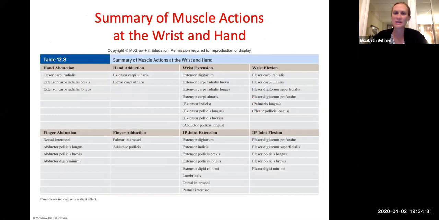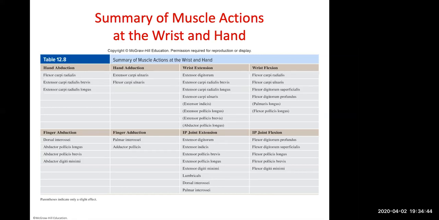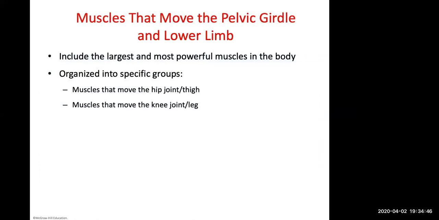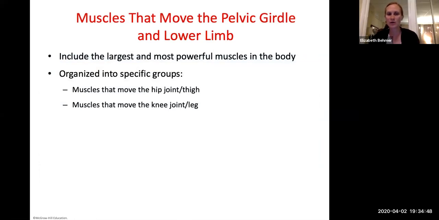So this is a good summary of the actions at the wrist and the hand. And the nice thing is again, if it's a flexor or extensor, it'll have its action name in the name of the muscle itself. Okay, so now we'll move down to the lower limb.